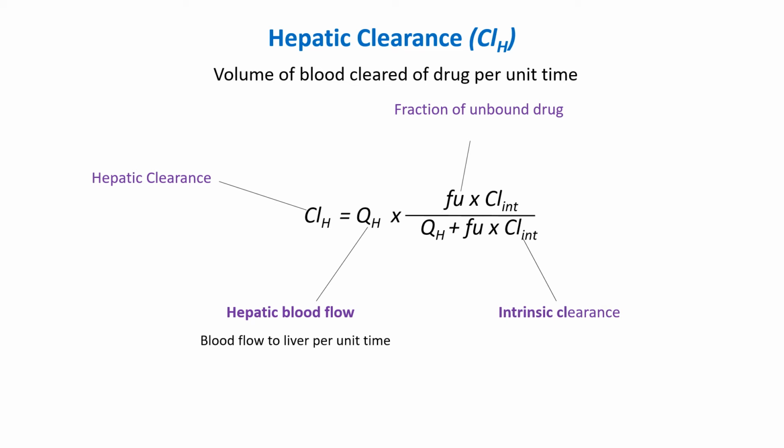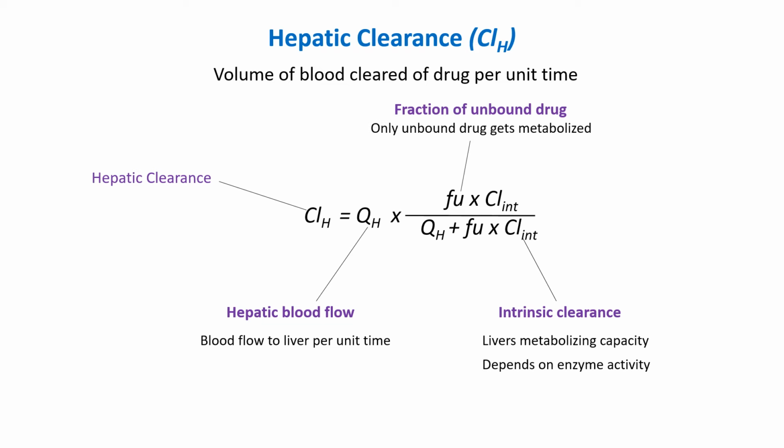Hepatic blood flow is the volume of blood flowing through the liver per unit time. Intrinsic clearance is the liver's inherent ability to metabolize a drug independent of the blood flow. It depends on enzyme activity of the liver. Fraction unbound is the proportion of drug that is free or not bound to plasma proteins. Only the unbound drug is available to pass through the liver cell and undergo metabolism.